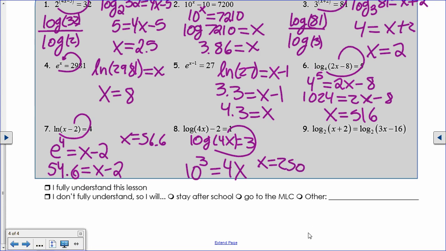Right? When the base is not there and it's an ln, the base is e. When the base is not there and it's a regular log, it's base 10. You guys do have to remember that.